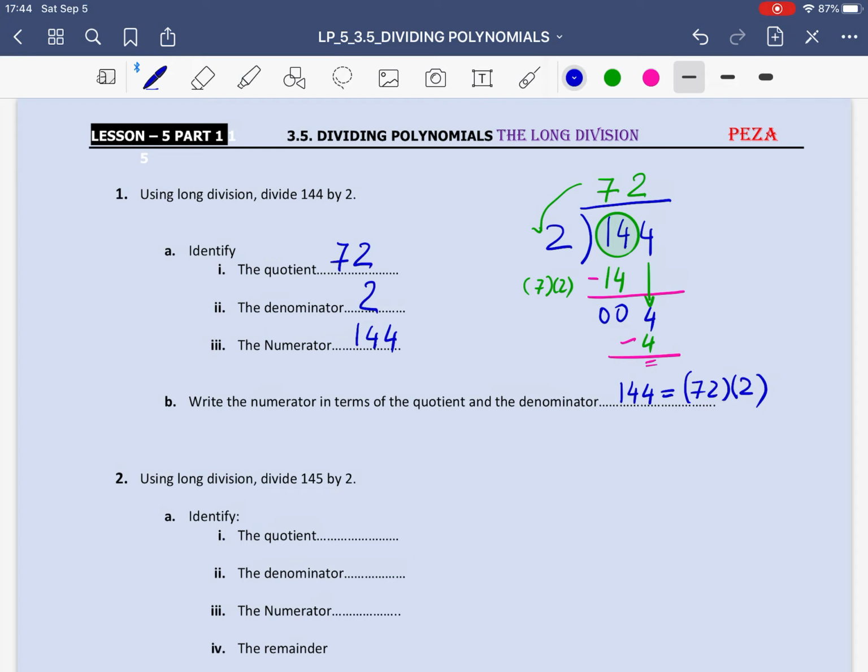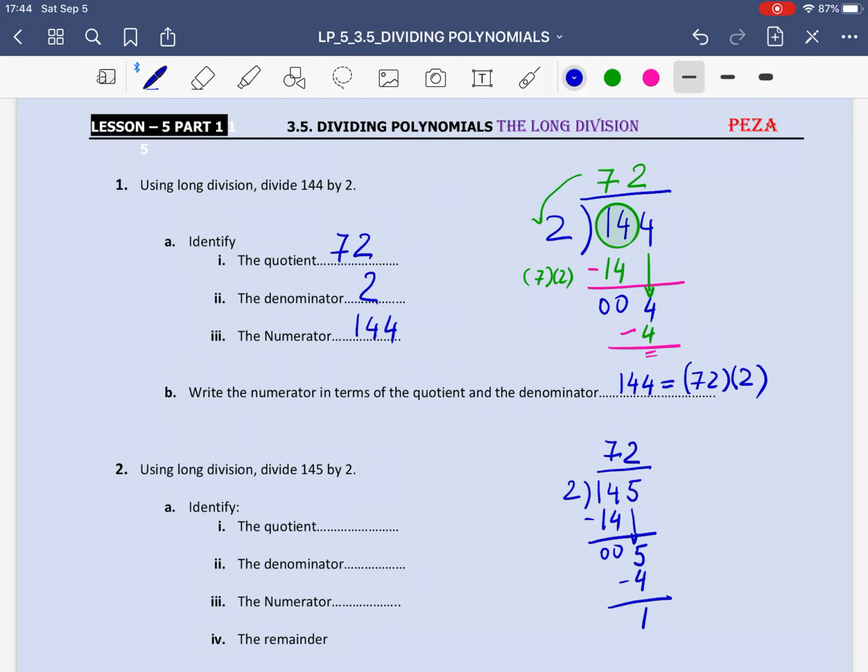Now we're going to take a look at another example. We're dividing 145 by 2 this time. 2 goes into 14 seven times. 7 times 2 is 14. Bring 5 down. 2 goes into 5 two times. 2 times 2 is 4, and 5 minus 4 is 1. So this time we divided 145 by 2, and as an answer we got 72 and a remainder of 1.